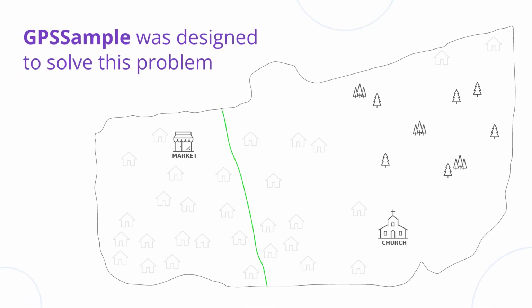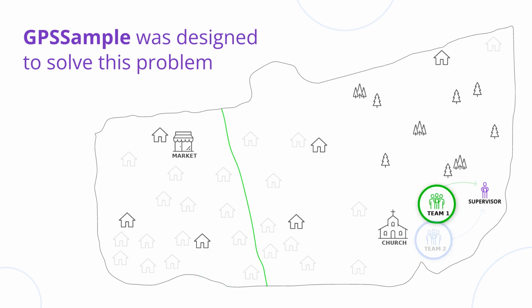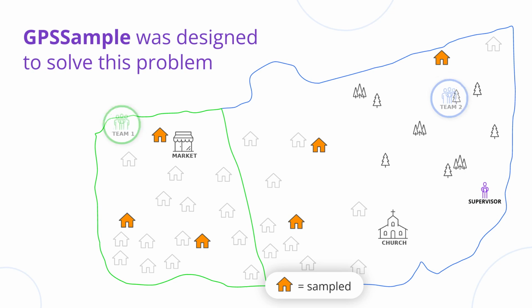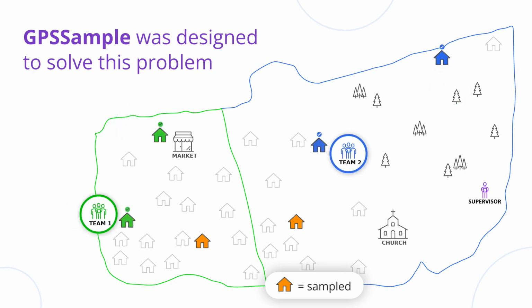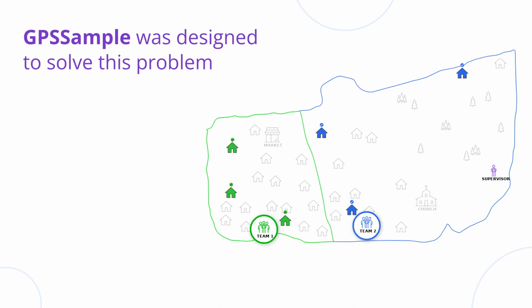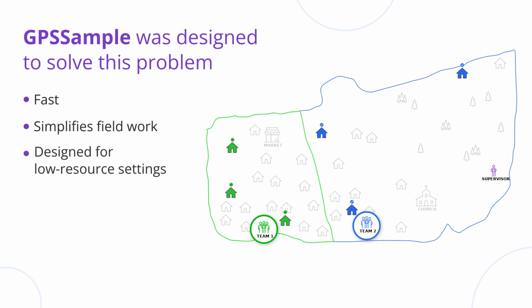GPSSample was designed to solve this problem by helping field teams collect geolocated household lists and identifying eligibility for the survey, and then drawing a sample, even when teams are offline. The app also helps field teams find their way back to sample households to conduct the survey. By providing a solution for teams to sample in the field, GPSSample helps teams work faster and more efficiently, as it requires just 1 field visit. The app is designed for low-resource settings, such as when there is no internet connection in hard-to-reach areas.